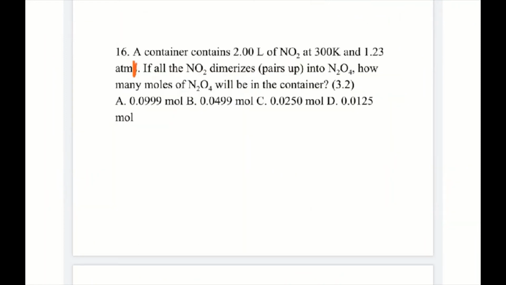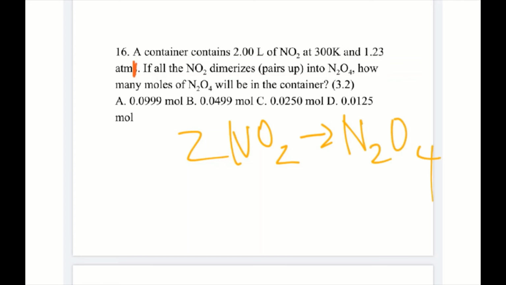Next question. A container contains 2.00 liters of nitrogen dioxide at 300 Kelvin and 1.23 atm. So notice how I messed up again and wrote atms with the S when you're not supposed to. If all the NO2 dimerizes, pairs up into N2O4, how many moles of N2O4 will be in the container? So we have to think about this. Dimerization is when NO2 combines with itself to form a pair, N2O4. And this is just because you double everything.